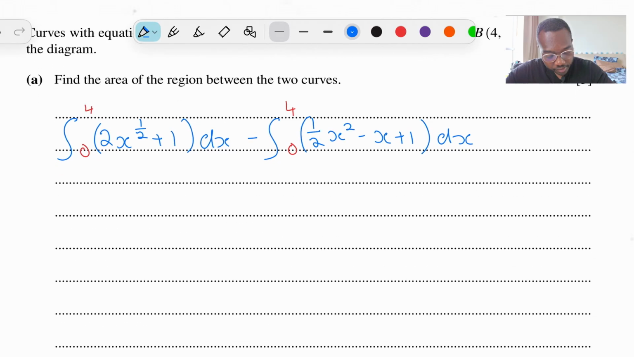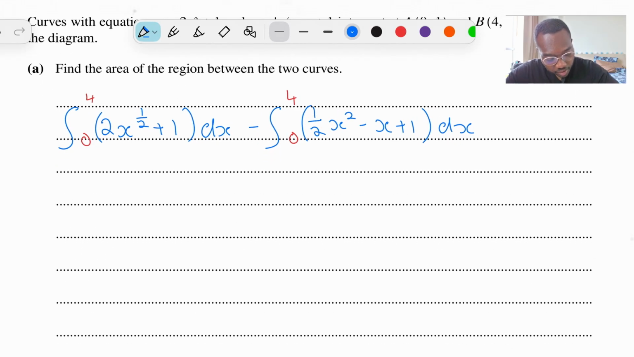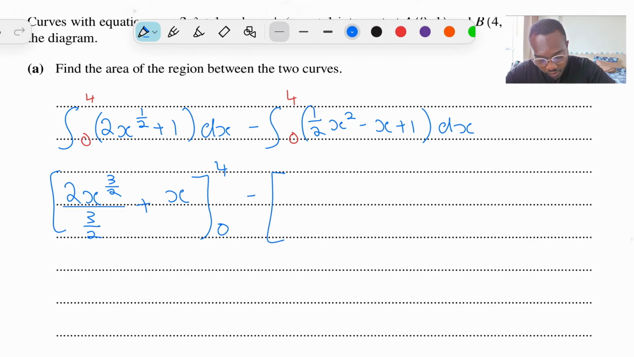So let's do that. If we start integrating this, then what do we get? We would get 2x, and then we plus 1 to that power, so we get a 3 over 2, divided by 3 over 2, and then we get a plus x. That's all with our limits of 4 and 0, and that is minus, and then we do the same thing here. For this one, we would get a half, and then an x cubed divided by 3. Then we get a minus x squared over 2, minus an x, and that would all be between 4 and 0.